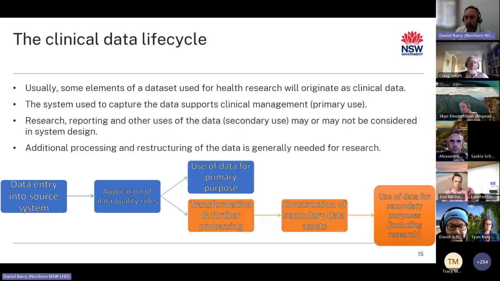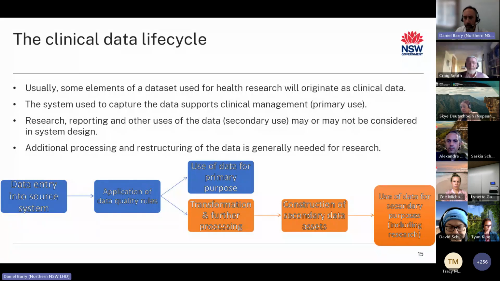To answer research questions, you need to have data entered somewhere in the first place. And generally, the data that we're gathering is gathered for the clinical management of a patient, and that's considered the primary purpose of use for the data. The importance of this is the primary purpose of use for the data legally justifies the collection.